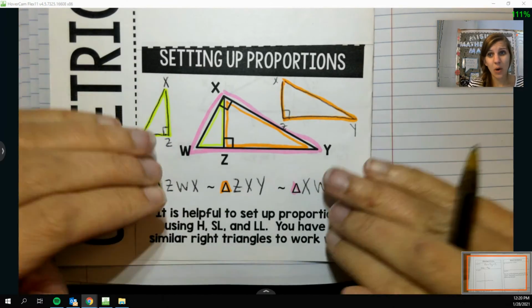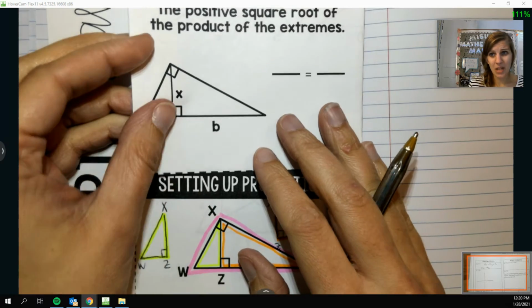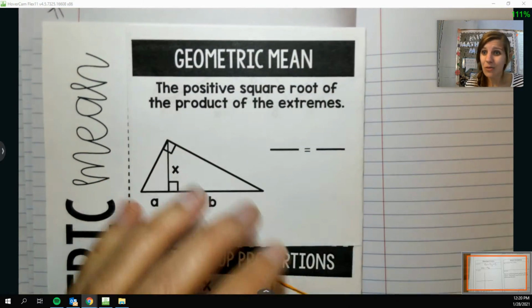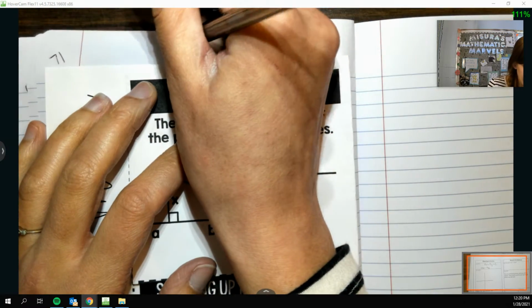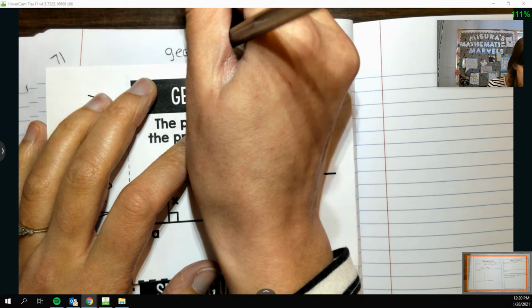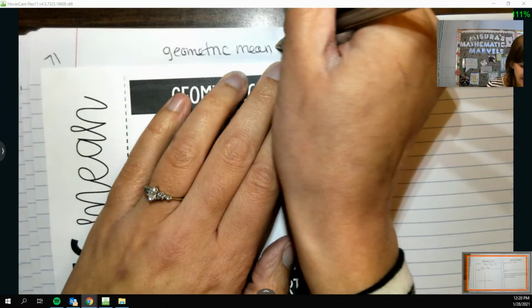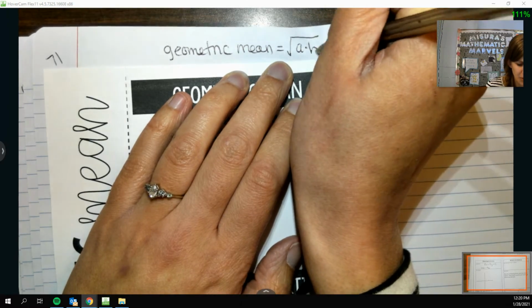So kind of going off of that, we can do this thing called a geometric mean, which is kind of weird. A geometric mean on its own is a thing. The definition of a geometric mean is just where I take two numbers, multiply them, and then square root it.